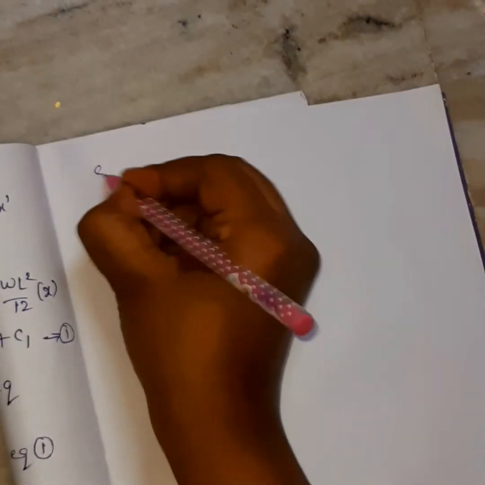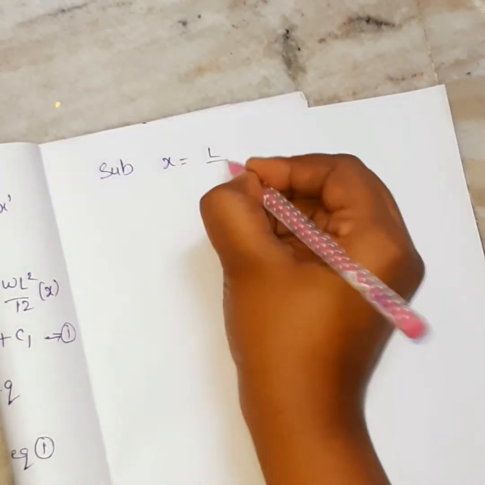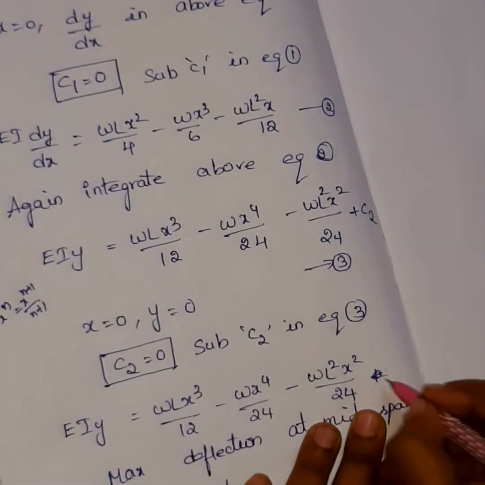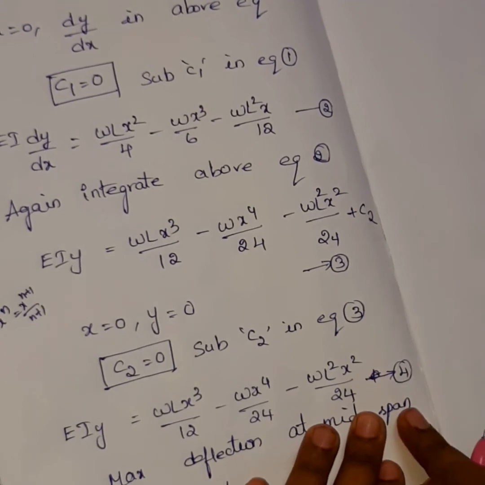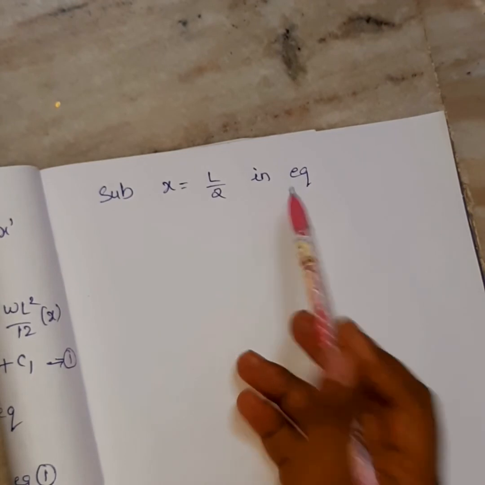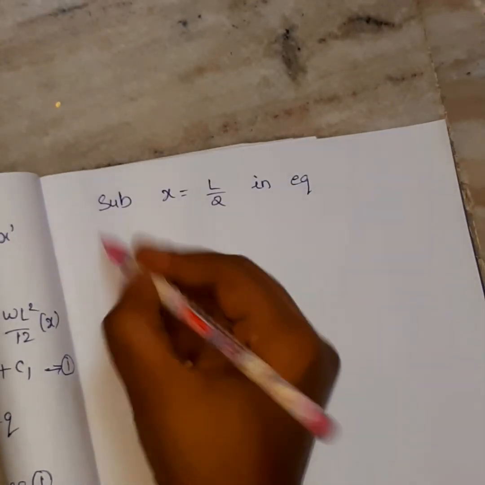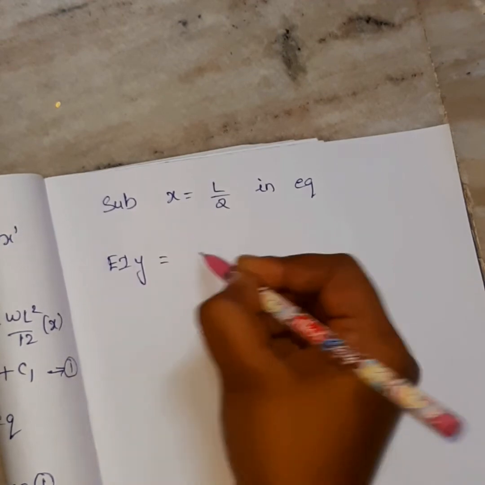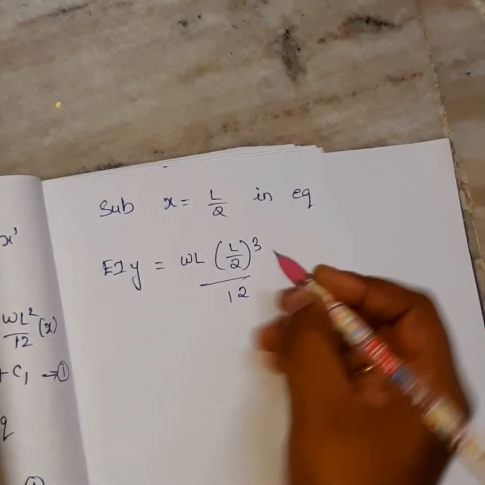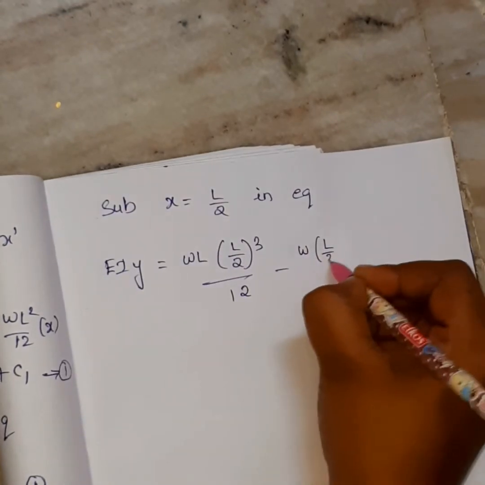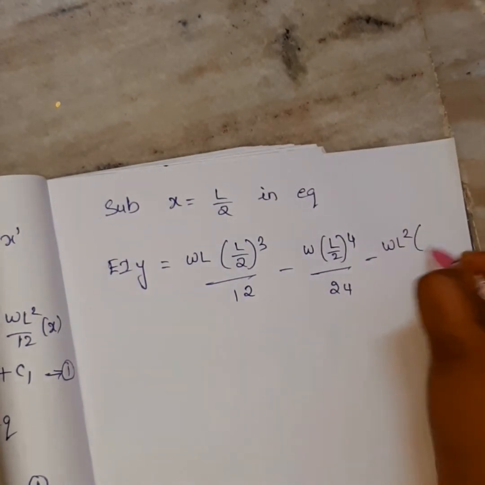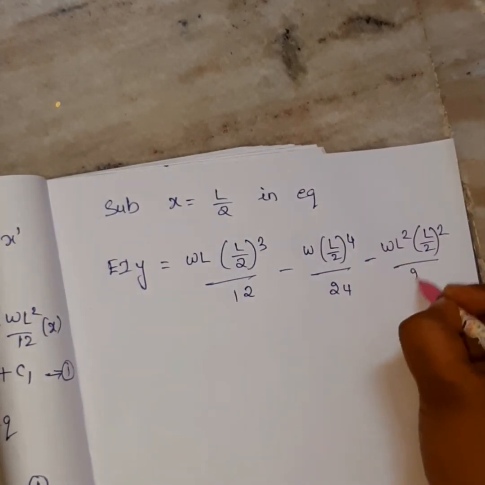So I am substituting x is equal to L/2 in equation number, I am keeping this equation number as 4 so that you will not get confused. Equation number 4 I am substituting. For maximum deflection I am substituting x is equal to L/2 in the above equation. So if I substitute in the above equation, EI y is equal to WL into (L/2) whole cube divided by 12 minus W, L/2 I am substituting, whole square divided by 24.